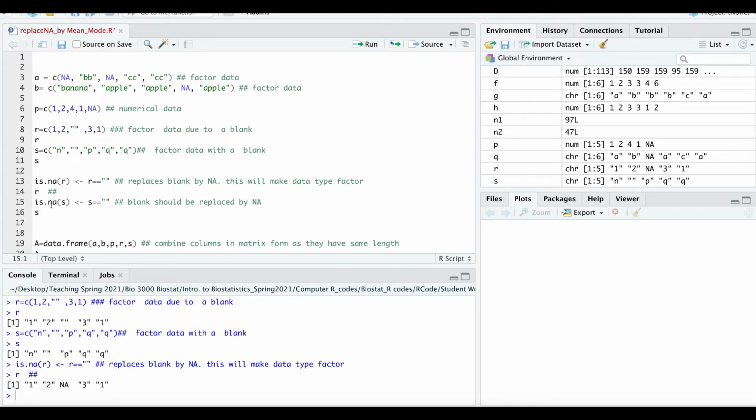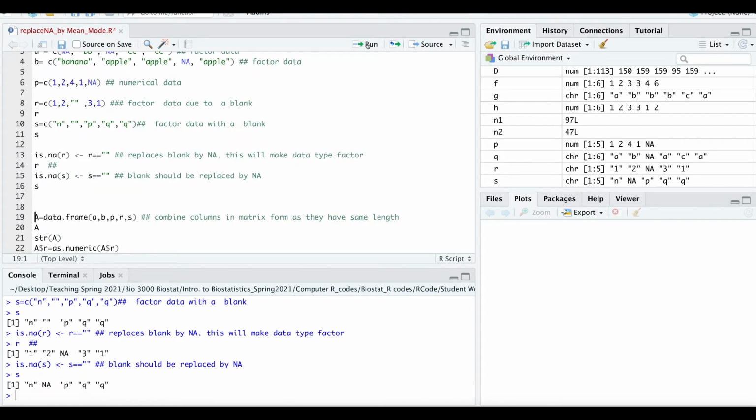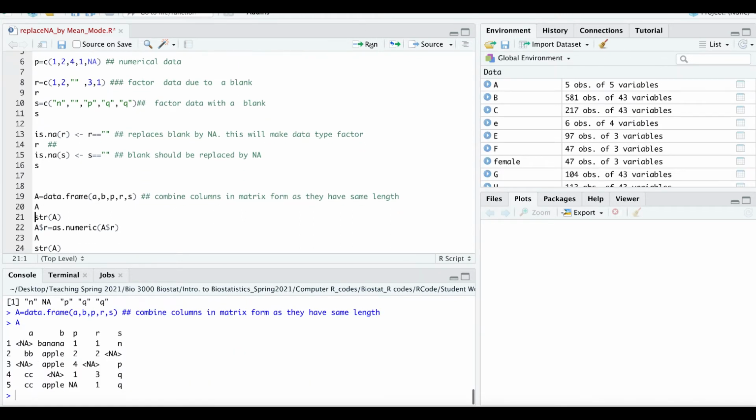Similarly, is.na(S) double equals blank means if there is a blank in the S vector, we will replace it by NA. Let us do that. Again, since they have the quotation marks, this is a factor data. Now let me put all these data sets in a matrix form. Look at that. There is another way of seeing this: if you have a matrix form or a data frame, you can roughly check if a column is factor or numerical.